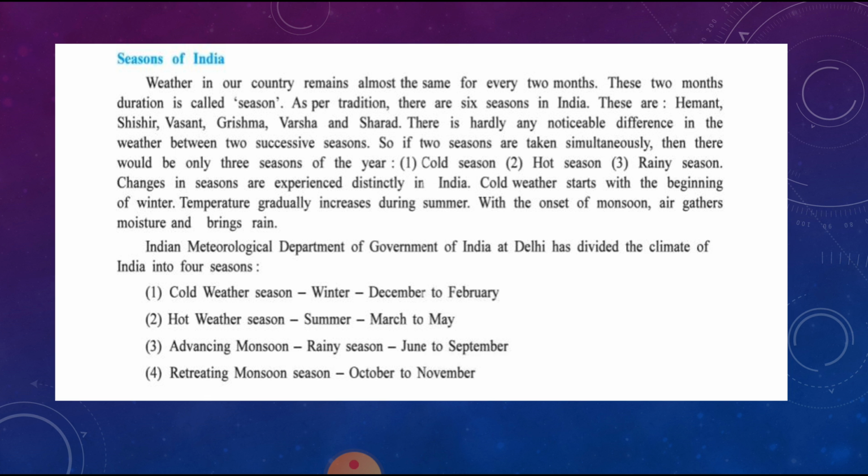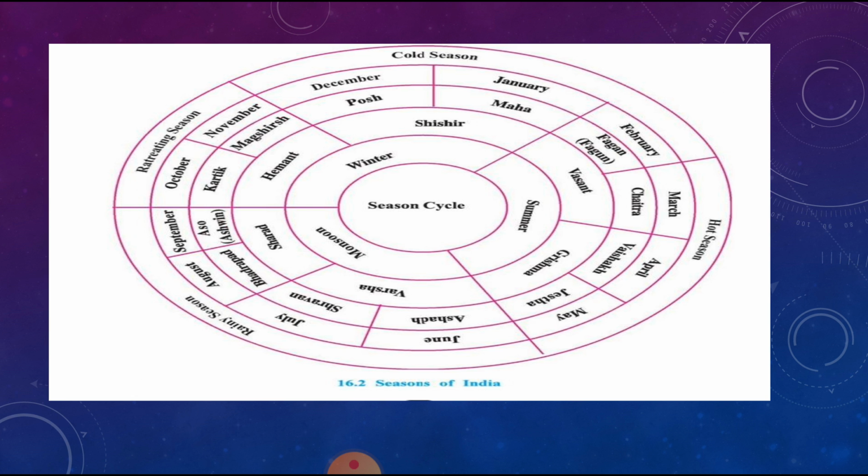The second one is the hot weather season, that is the summer season, and it lies in the months of March to May. The third one is the advancing monsoon, called the rainy season, and it lies from June to September. The fourth one is the retreating monsoon season, from October to November.